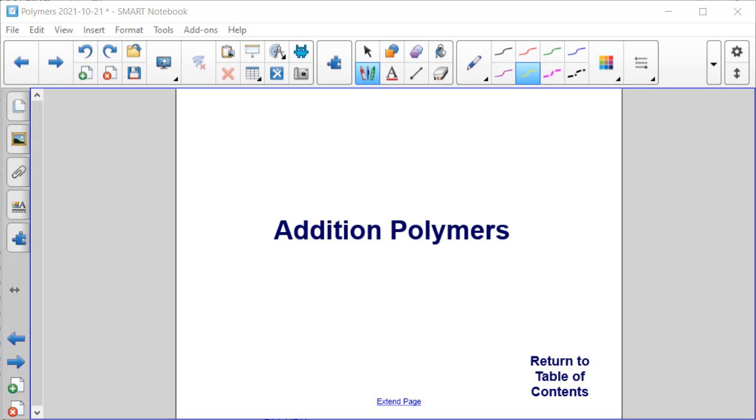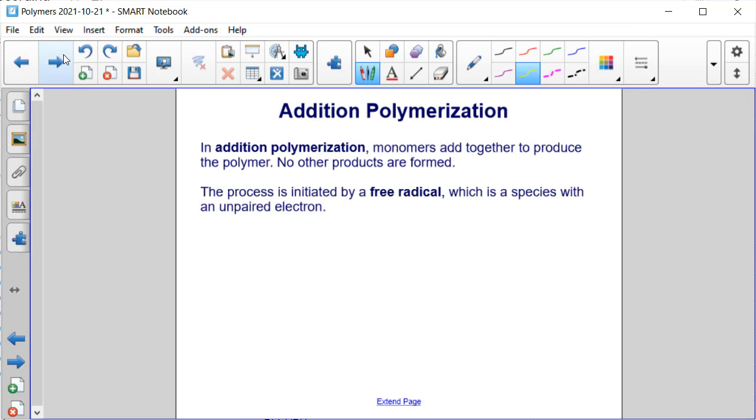All right, in this section, we're going to take a look at addition polymers. In addition polymerization, monomers add together to produce the polymer. No other products are formed. This process is initiated by a free radical, which is a species with an unpaired electron.